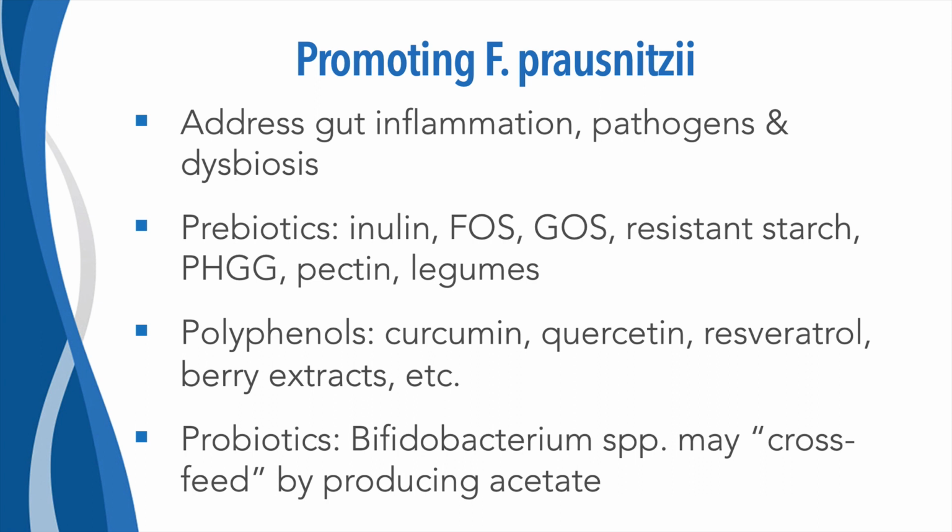Lastly, some probiotics have also been shown to potentially promote Faecalibacterium and other butyrate producers. In particular, various Bifidobacterium species can promote butyrate-producing species partly because they're able to potentially cross-feed Faecalibacterium by producing something called acetate. So that's one of the major products of Bifidobacterium species. And acetate is something that Faecalibacterium can convert into butyrate. So again, certain probiotics may be helpful as well in helping to promote Faecalibacterium as well as other butyrate-producing bacteria.